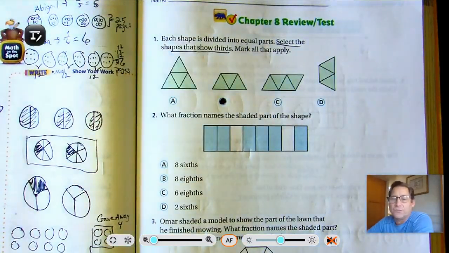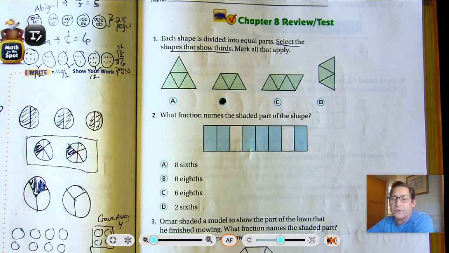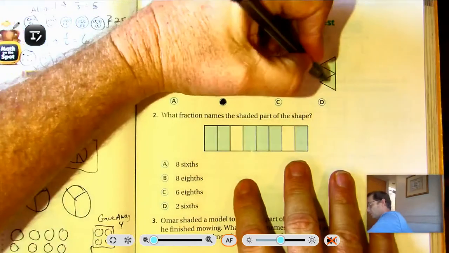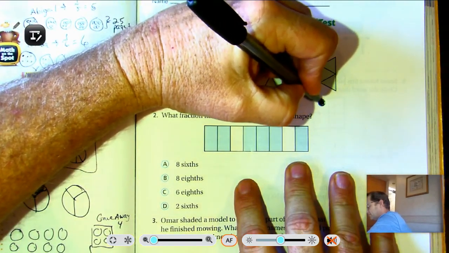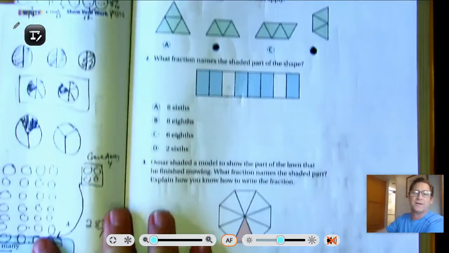C, 1, 2, 3, 4. That is not thirds. D has 3. 1, 2, 3. So B and D are both thirds.